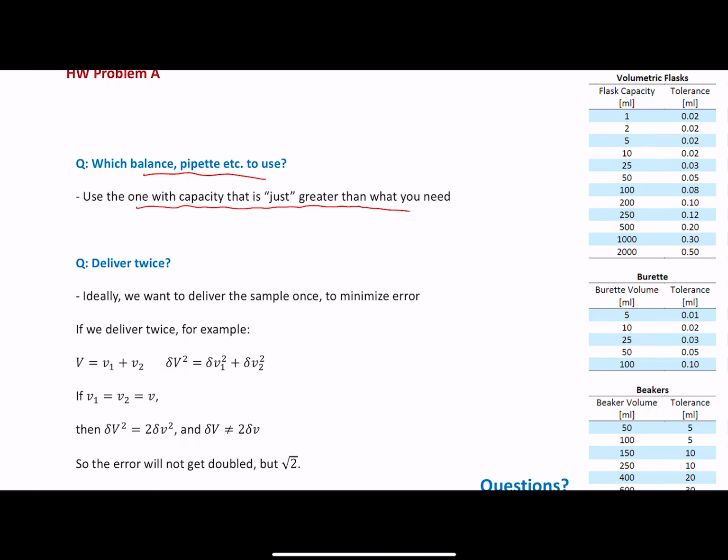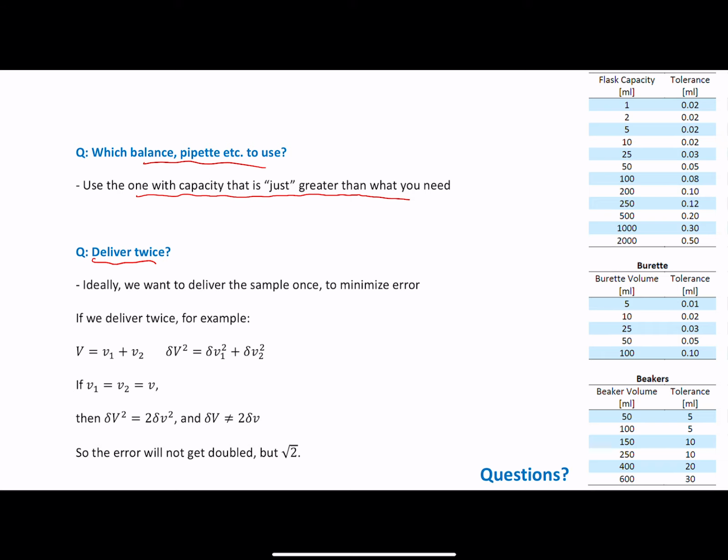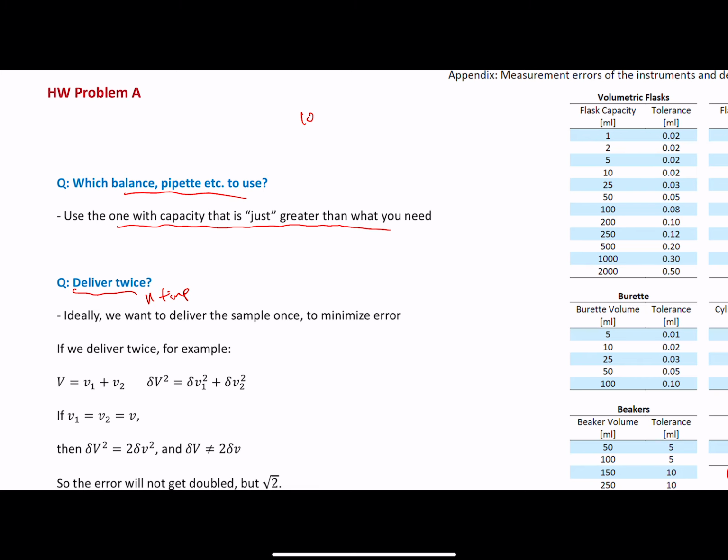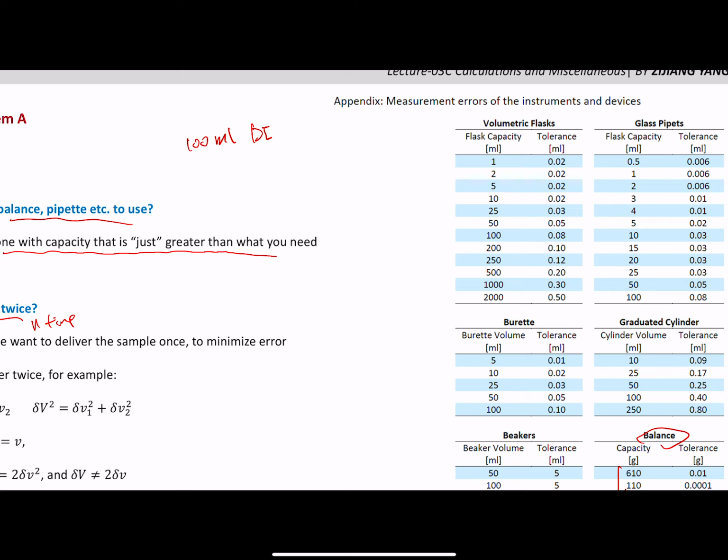Another question is, what if I deliver it twice, or n times? For example, I want 100 ml of DI water, and we have a couple of methods. Let's say I use a glass pipette. I can use this very small glass pipette and do it 200 times, right? I guess no one will do that. Or I can use a 1 ml pipette and do it 100 times. Or I can use the 100 ml pipette to do it only once.